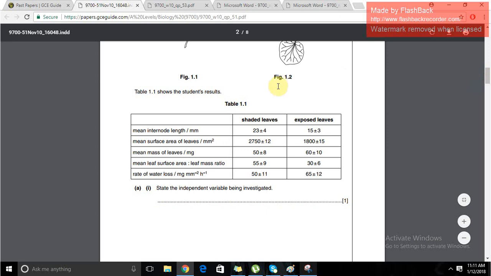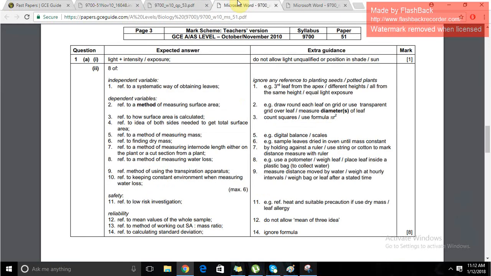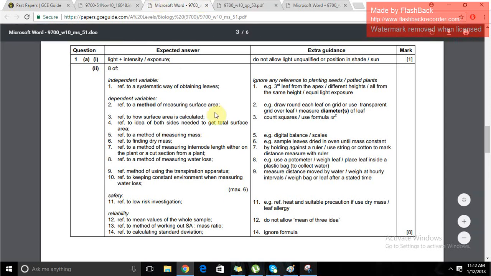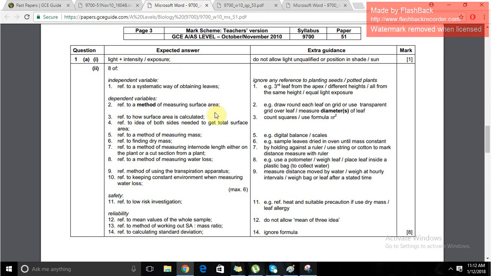So we have to state the independent variable being investigated. Light intensity, or exposure. Do not allow light unqualified or position in the shade or the sun. We messed up on this one. If we say lack of exposure or exposure, that is definitely a difference whether or not it is exposed to the sun or not. So what is the independent variable?